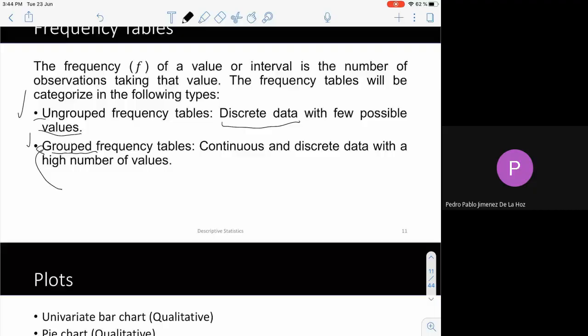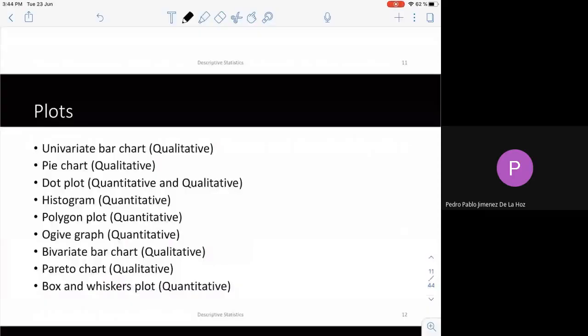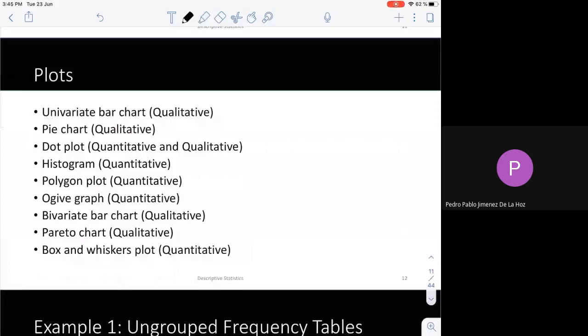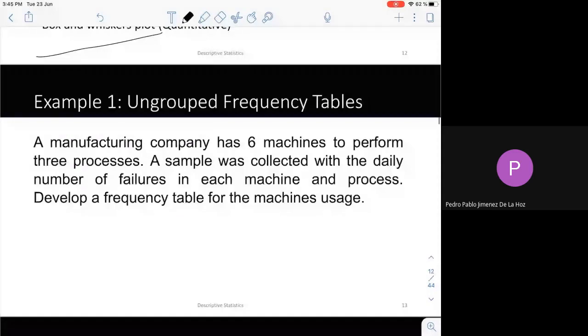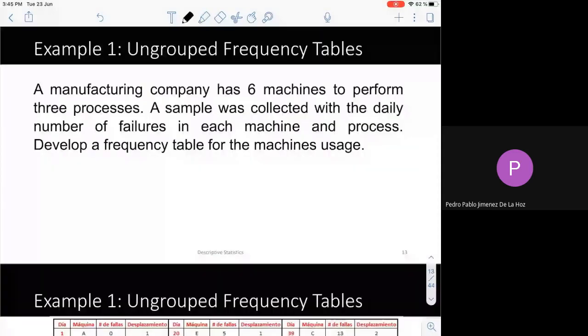Okay, in addition to the tables, we will go over some plots: bar charts, pie charts, dot plot, histogram, polygon plot, ogive graph, bivariate chart, Pareto chart, and box and whisker plot. Those are the most popular plots that you will see. I will add some other plots later, but these are the most relevant plots out there. Okay, so let's see some examples to create the tables and the plots also.